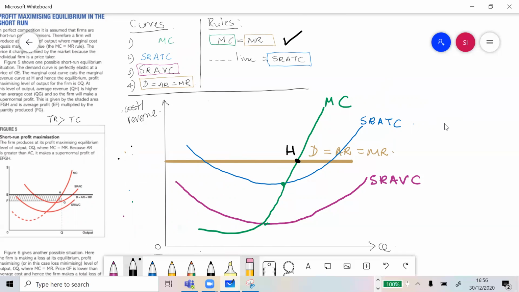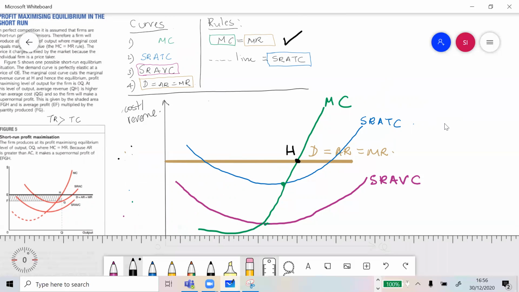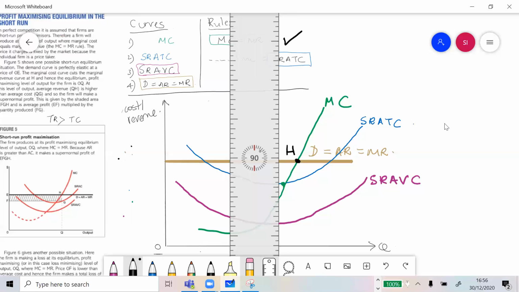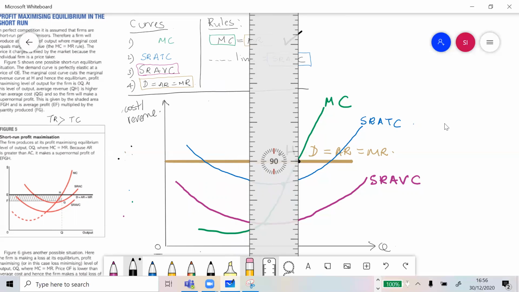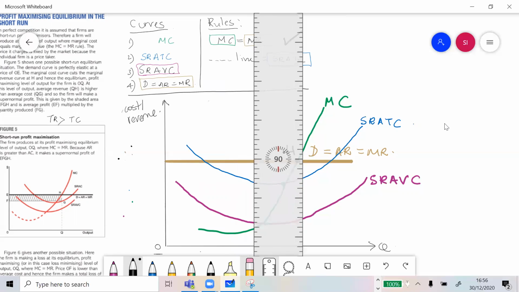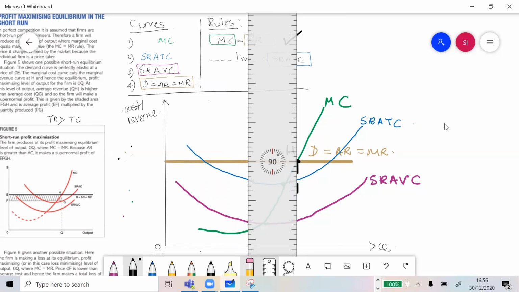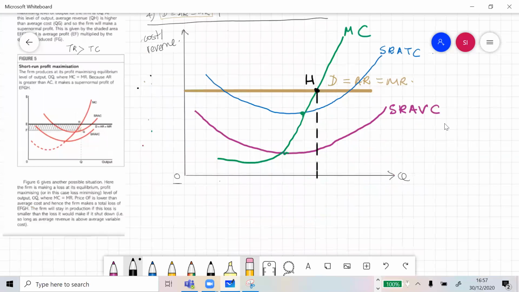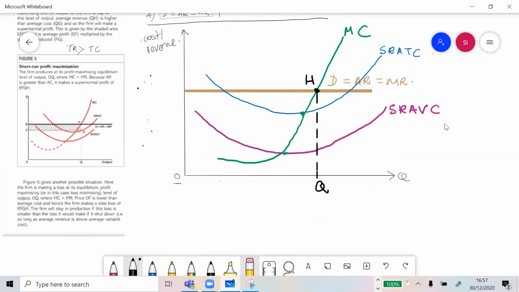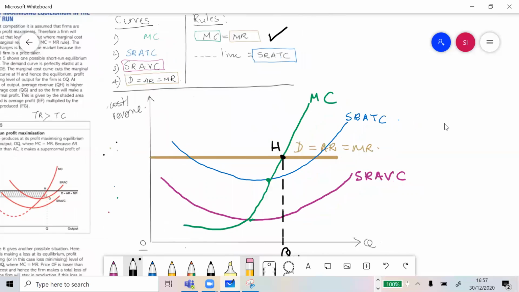Next, I'm going to draw the dotted lines below. Once I'm done with the dotted line, I mark this as Q. Now my next rule is to find this dotted line connecting with my short run average total cost curve. That is approximately this point. I'm going to mark this as G.